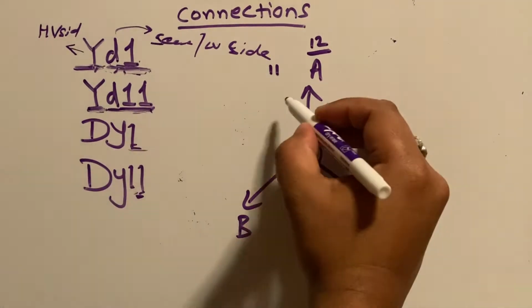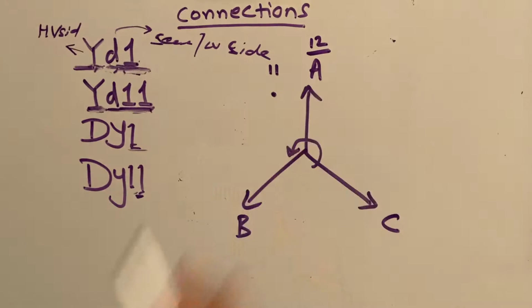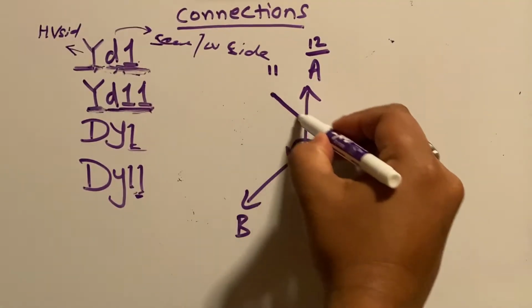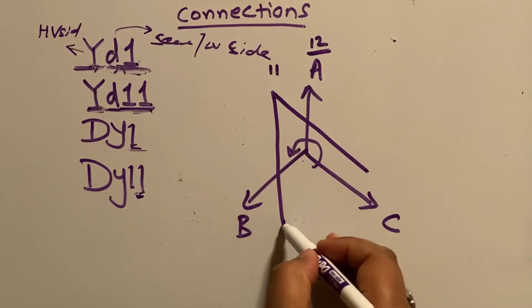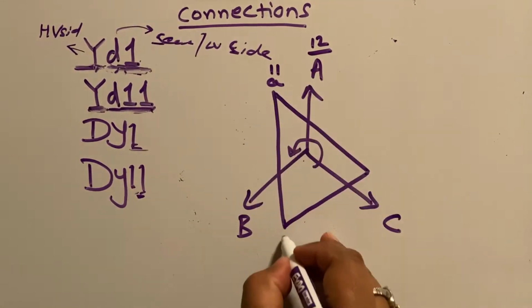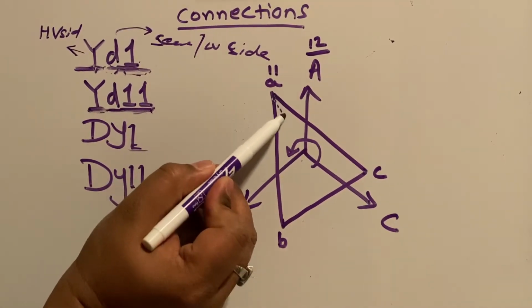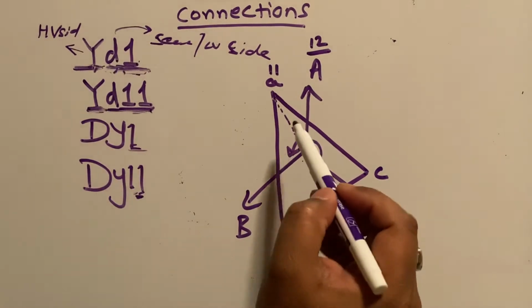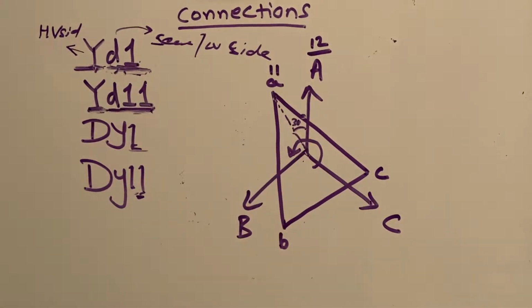So now in order to make a delta, the point of the secondary delta will start from here and it will come parallel to this line. Then this will come parallel to this line. This will come parallel to this line. And this will be small a, this will be small b, small c. If you make a line like this and meet at the center, you will see that this delta is 30 degrees apart from the star.